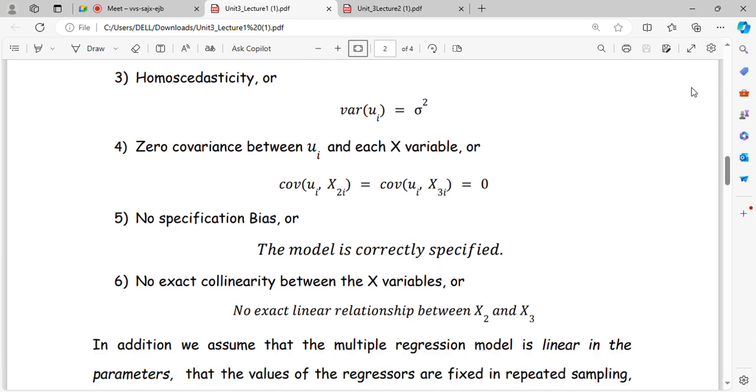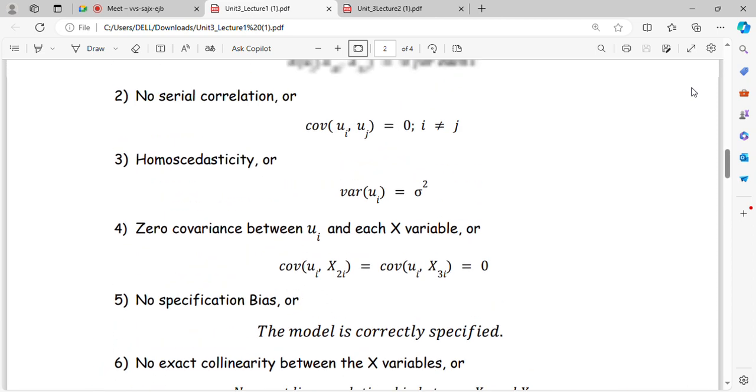We have also assumed no specification bias, that means the model is correctly specified, and we are also assuming that there is no multicollinearity, that means there is no exact linear relationship between x2 and x3. All these assumptions will get relaxed in the future classes, in the future units.